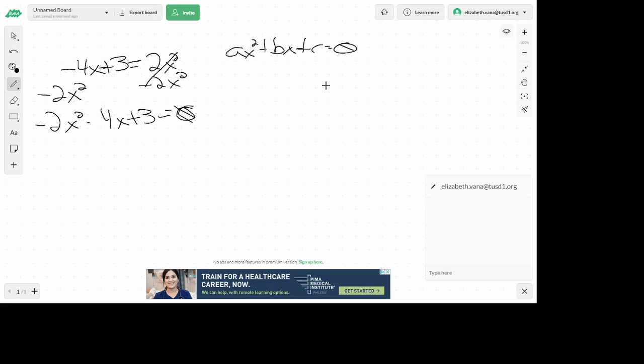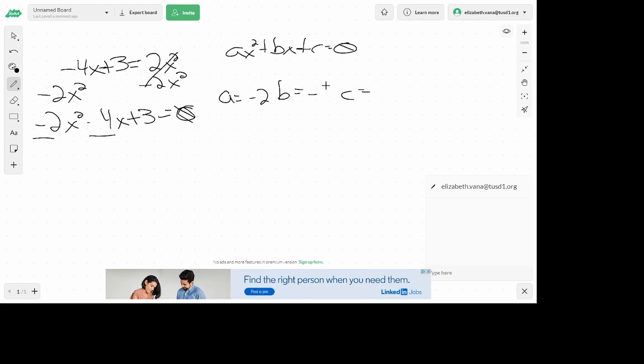So now here's what I have. I have negative 2x squared minus 4x plus 3. So what are the a, b, and c values now? Well, a is negative 2, b is negative 4, and c is 3. So let's plug these into our b squared minus 4ac and see what we get. So our b value is negative 4. So we have negative 4 squared minus 4. Our a value is negative 2. And our c value is 3.